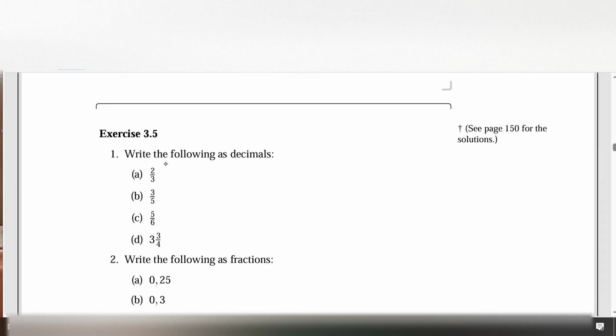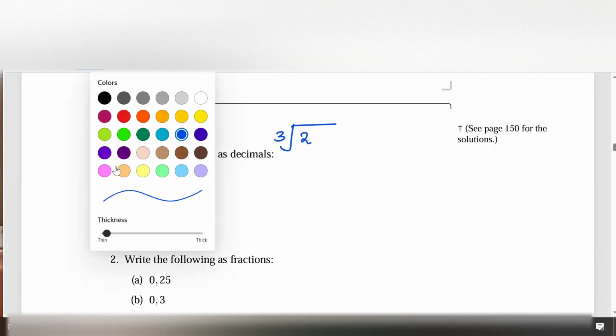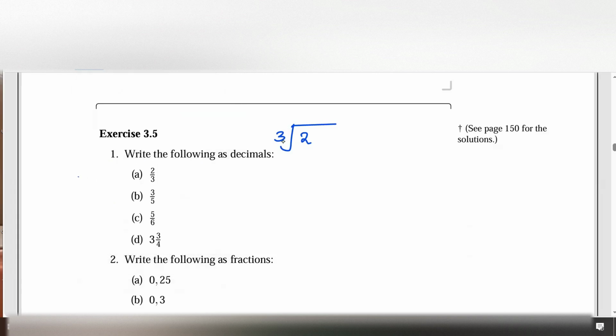So when they ask us to write the following as decimals, number one, we can either use the long division, and alternatively, we can just use the calculator straight away. Okay, so let's say we are using the long division. We have 2/3, which means it's going to be a 2 here and a 3 there. Okay, and then from that, we don't have any 3's in 2, so it's going to be a 0.